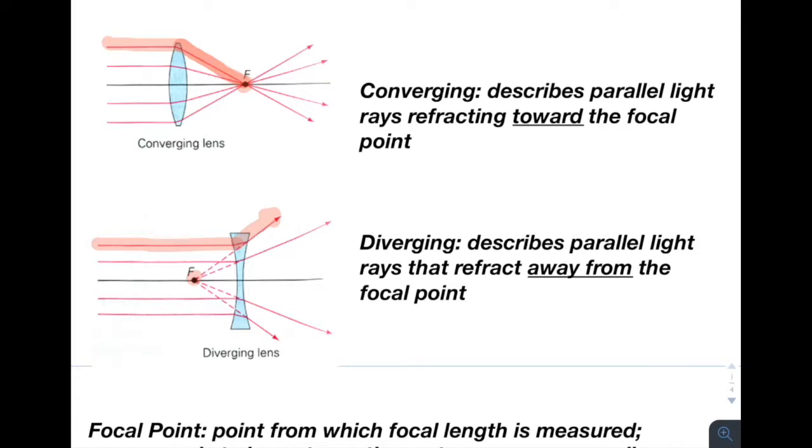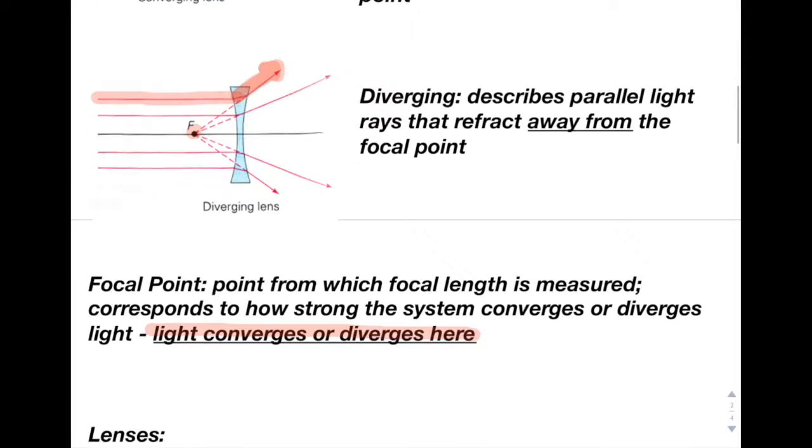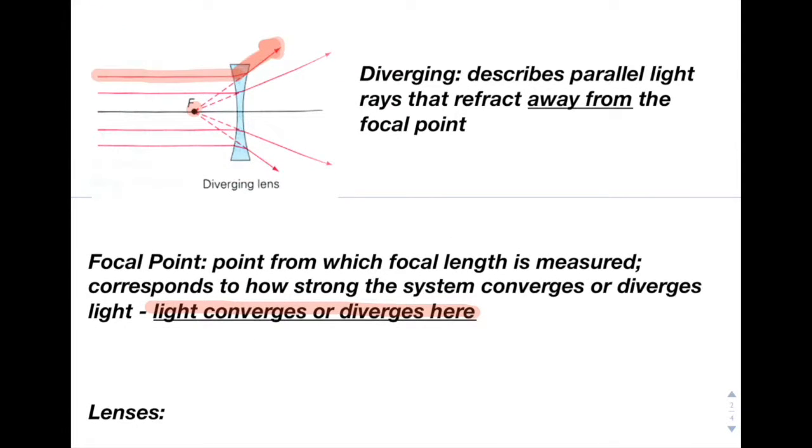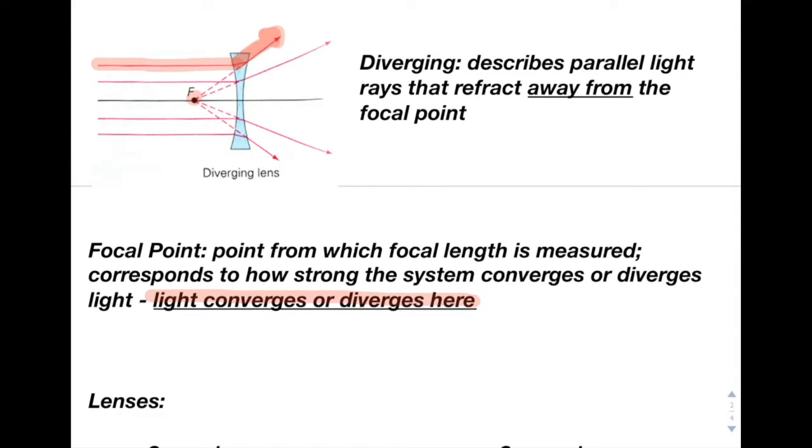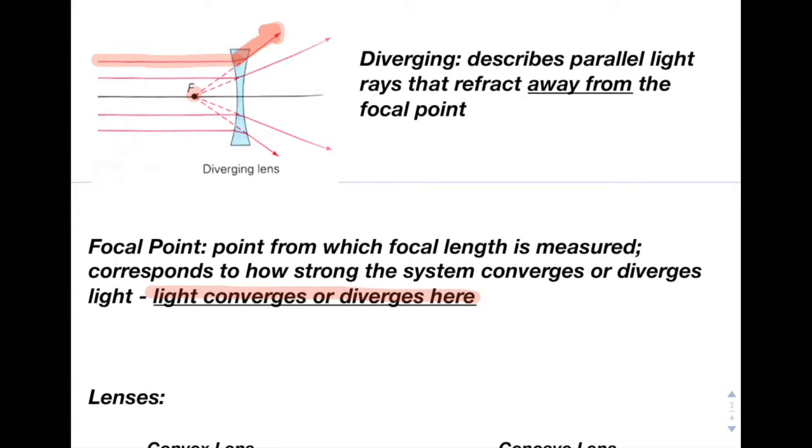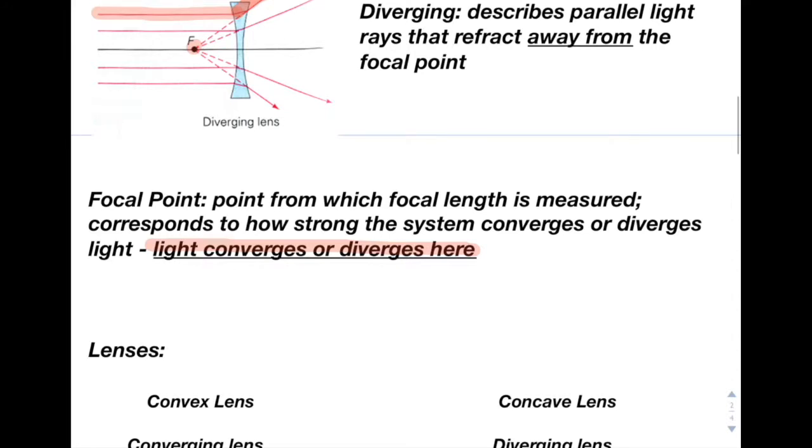So when we go back up to this image, we can see that here's the focal point, and then for a diverging lens or mirror, the light rays are going to refract away from that point. And for a converging lens or mirror, the light rays are going to refract towards that focal point. And this is important to know because when we start talking about lenses and mirrors, different lenses and different mirrors are either going to converge light or diverge light. So that's what we're going to get into next.